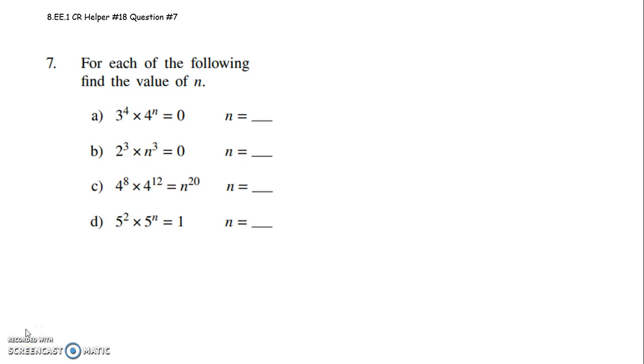Eighth graders, this is to help you with question 7 on CR 18. It says, for each of the following, find the value of n. So let's start with letter A. It says 3 to the 4th times 4 to the nth power is equal to 0. As I look at this, I already know there is no solution to this one because 4 to any power is never going to get you 0.